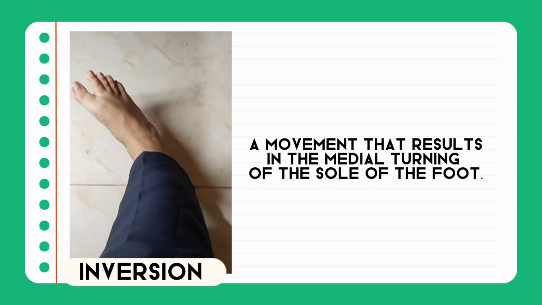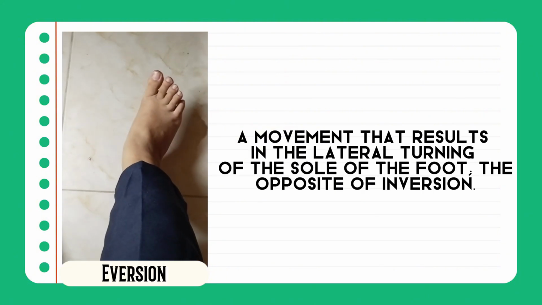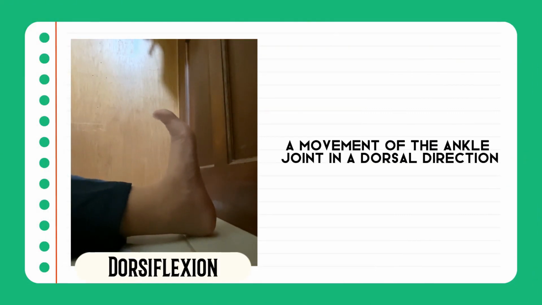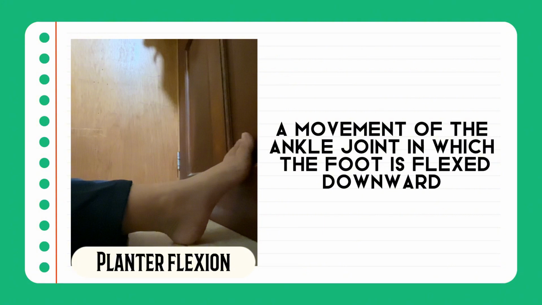Inversion, a movement that results in the medial turning of the sole of the foot. Eversion, a movement that results in the lateral turning of the sole of the foot, the opposite of inversion. Dorsiflexion, a movement of the ankle joint in a dorsal direction. Plantar flexion, a movement of the ankle joint in which the foot is flexed downward. Plantar flexion helps you to stand on your toes and walk in any direction.